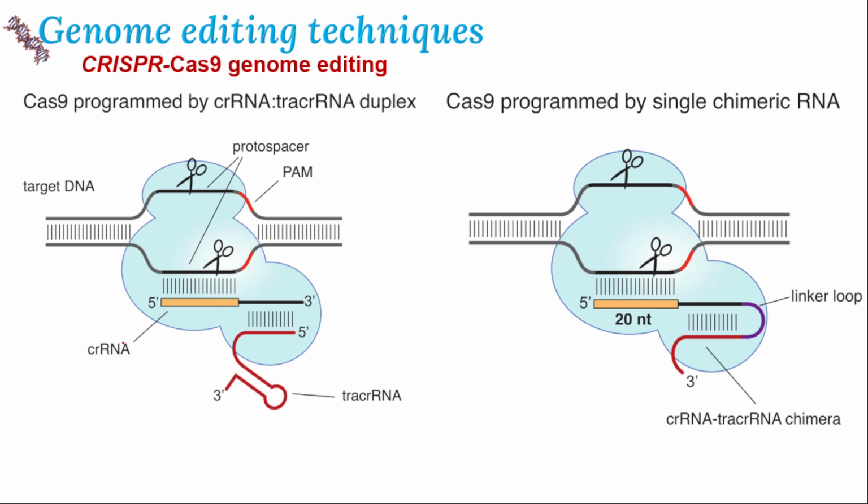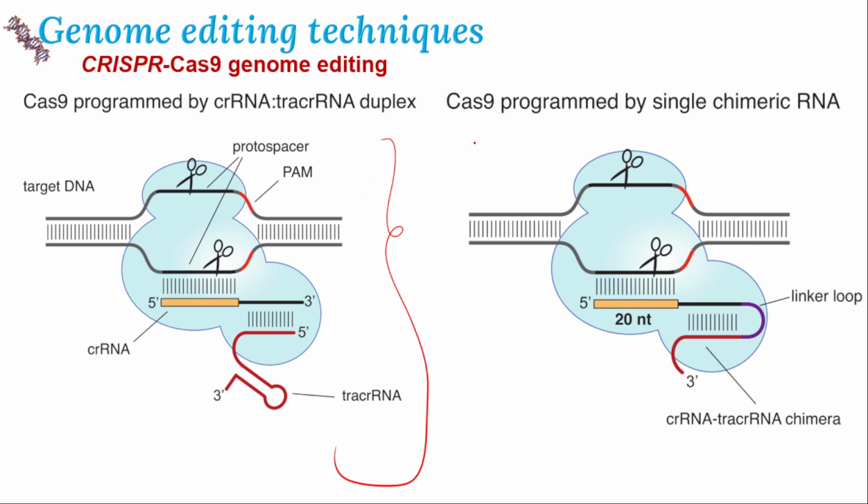This crRNA recognizes a sequence upstream of the PAM. Do you know what PAM means? It is the protospacer adjacent motif. It is a 3 to 6 nucleotide DNA sequence that is present downstream of the sequence complementary to the crRNA. Naturally, it mainly helps in defending against virus particles. There is no role other than that.